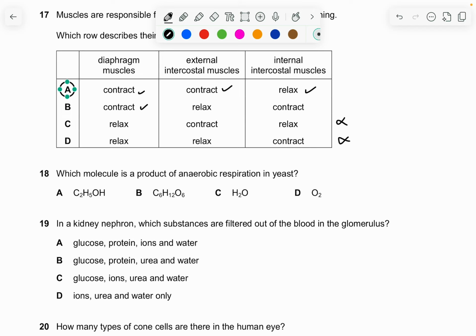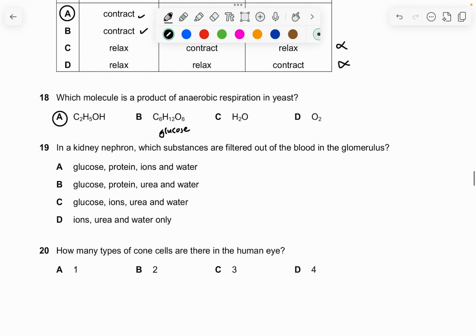Question 18. Which molecule is a product of anaerobic respiration in yeast? Okay, so the answer is actually ethanol. If you do chemistry, this will be so simple for you. It's C2H5OH. C6H12O6 is actually glucose, so you cannot form glucose again, especially in respiration. Water, nope, and oxygen is not.